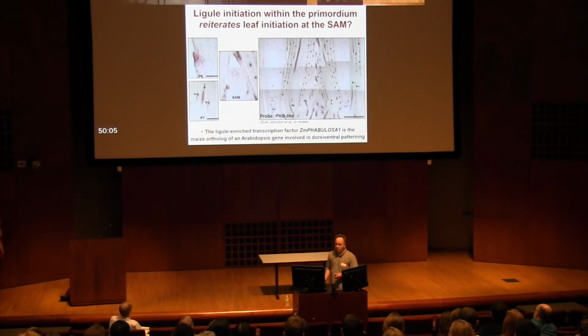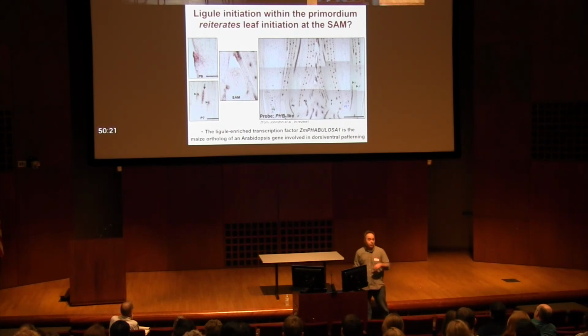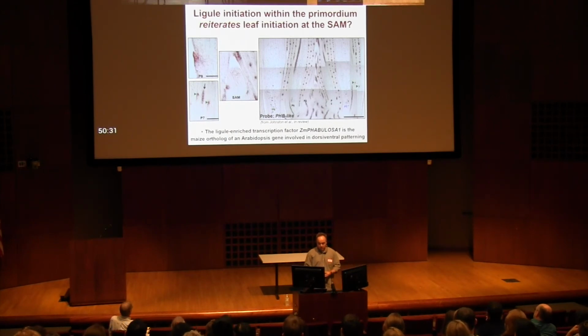Here's another example, a gene called fabulosa 1, first described in Arabidopsis as being involved in dorsiventral patterning, adaxial or top layer patterning of leaves. It's expressed in the shoot apical meristem. It's expressed in leaf primordia throughout the vasculature, in the protoxylem and the xylem, which is adaxial. But it's also highly expressed in the ligule. So another leaf initiation gene which is redeployed at the ligule.